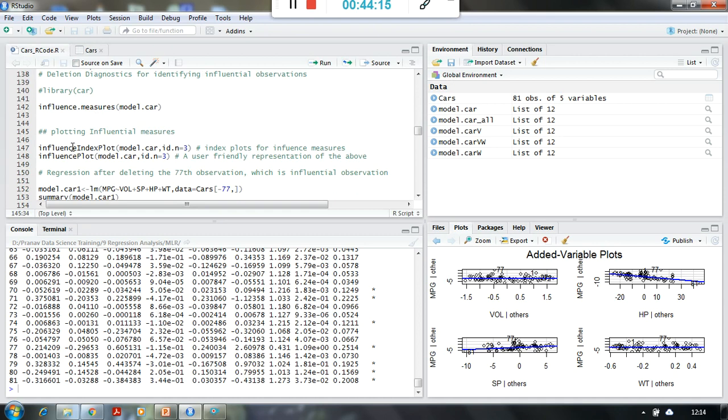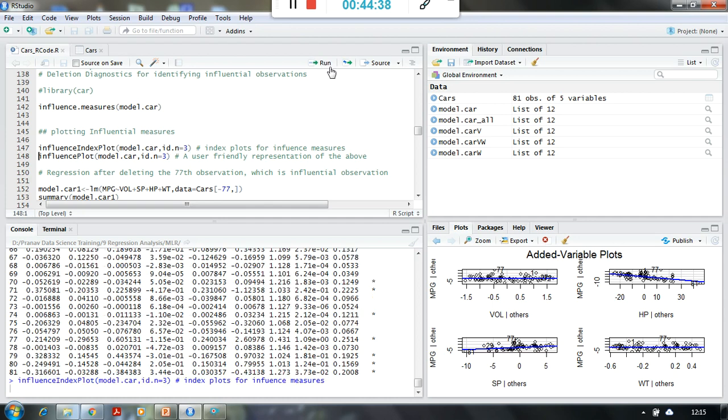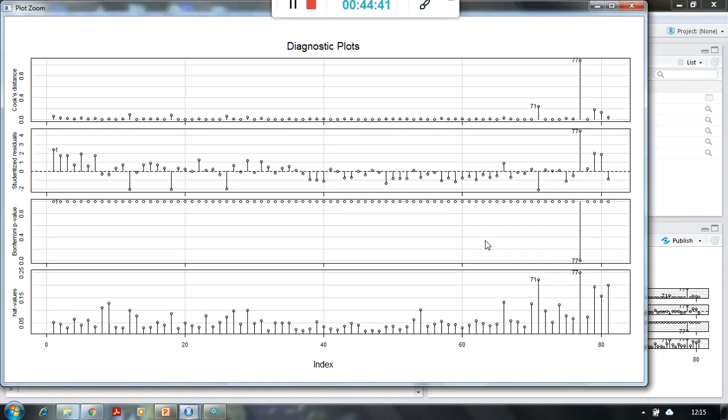And this can also be checked by using the influence index plot. Here I have got 9 observations which are influencing my model, but if I want to limit them to the 3 observations which are highly influencing, then I can use the influence index plot, pass my model name, and say id.n equal to 3. It is going to show me those three observations which are highly influencing my model. So 77, 71, you can see these two observations are there.